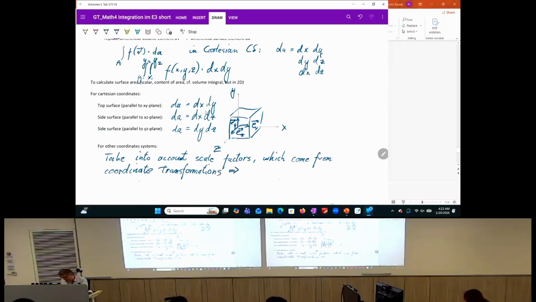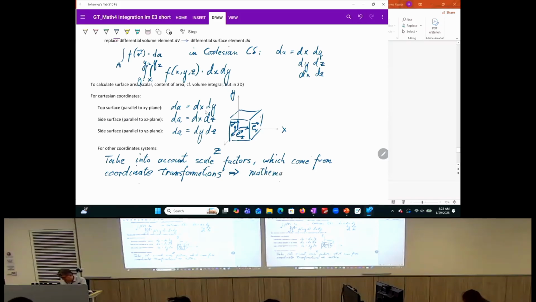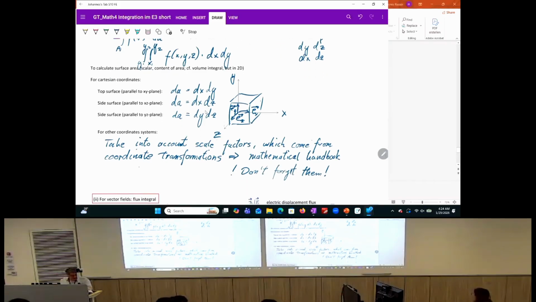And in general, I want to refer you here to the mathematical handbook, which I have also named, like the Bronstein. In the beginning of the lecture, you find those also in the slides, but you probably also have some mathematical handbook. So don't forget about these transformations. When you're not dealing with a Cartesian coordinate system, don't forget to take these scale factors into account.